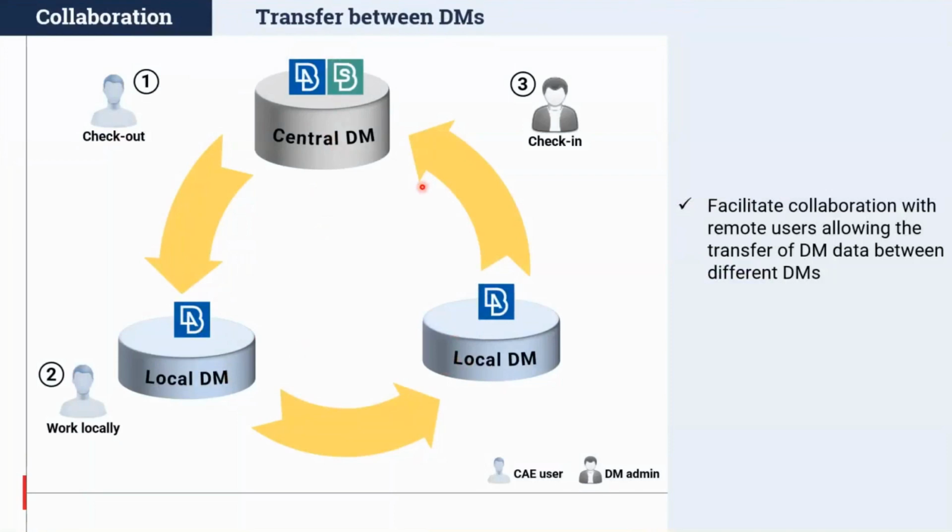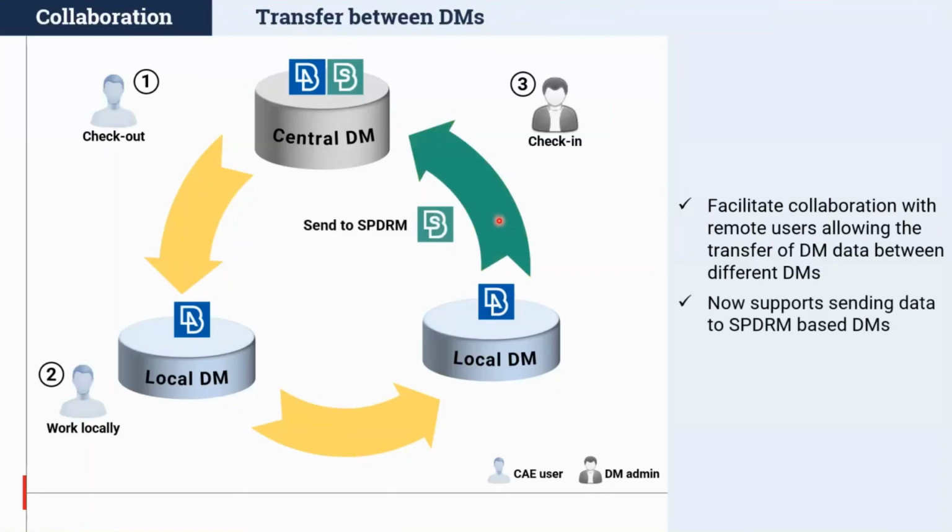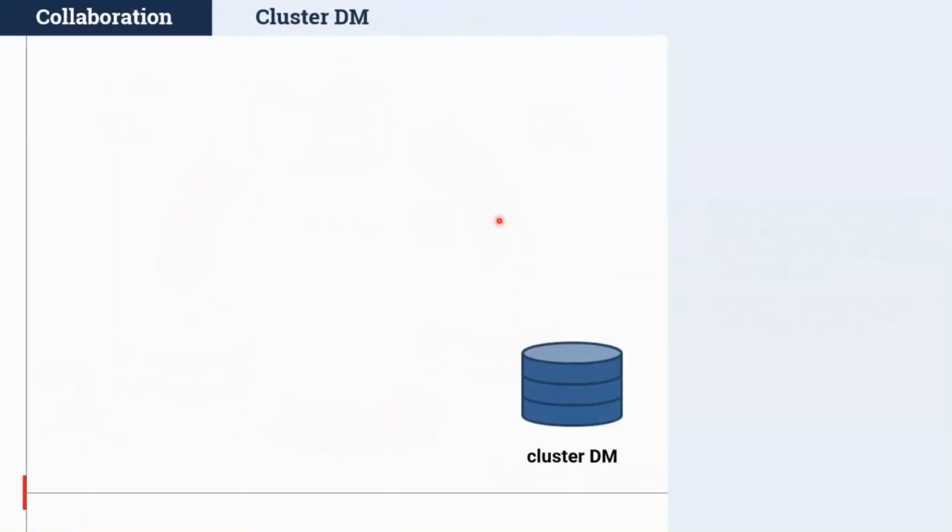With this improvement, the right-click send to SPDRM functionality has been added as a right-click context menu option in the DM browser. So this would allow the user to send new versions or new iterations of the model into a central SPDRM.